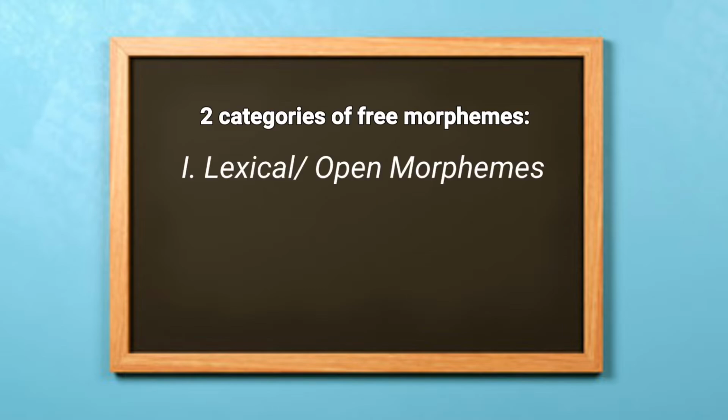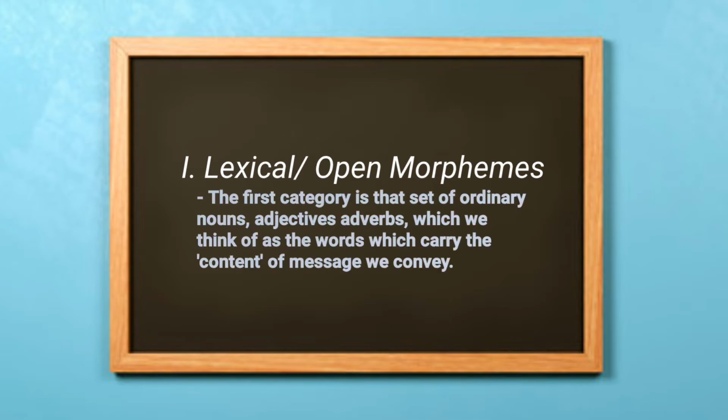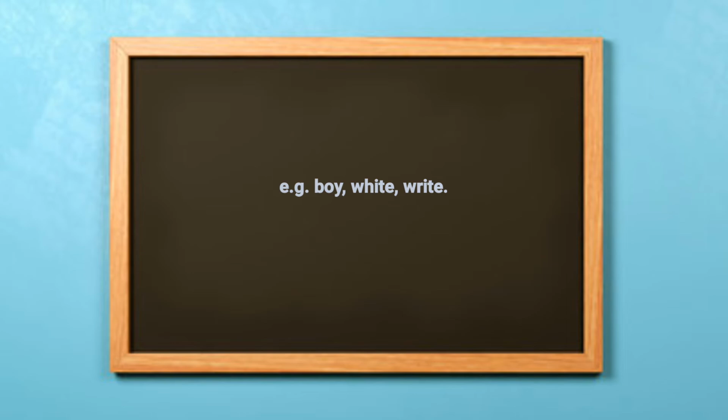Number 1, lexical or open morphemes. This first category is that set of ordinary nouns, adjectives, and adverbs which we think of as words which carry the content of the message we convey. Examples are the words boy, white, and right.